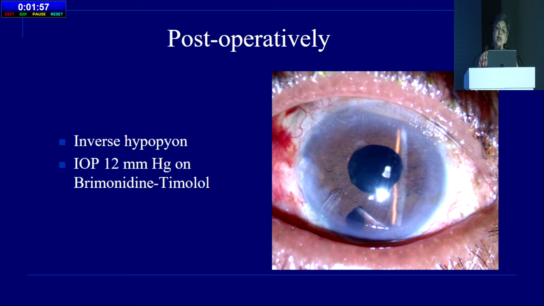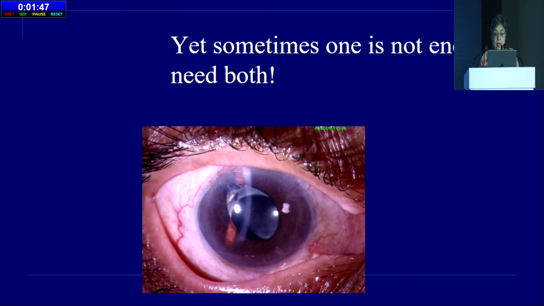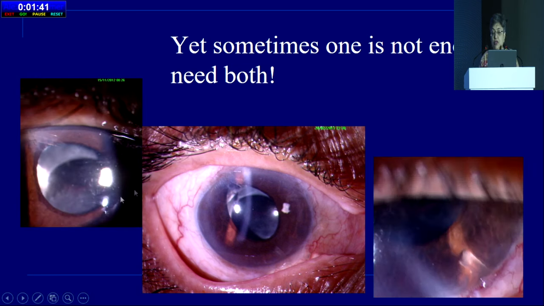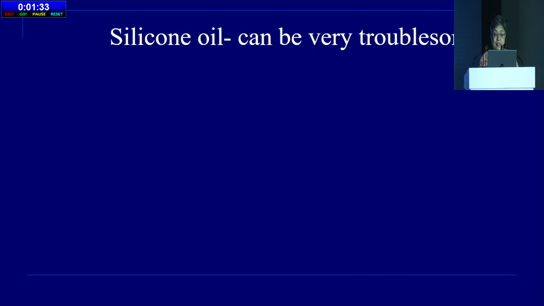Now you have the non-valved Ahmed ClearPath, 250 millimeter square with a ripcord. So maybe that will make our lives much better. Now, sometimes one is not enough. You do one, and then the pressures are still not controlled, and then you do the second. So there are some patients who are walking around with a band, with a buckle, with two plates in the eye. I have no idea how long they're going to survive.